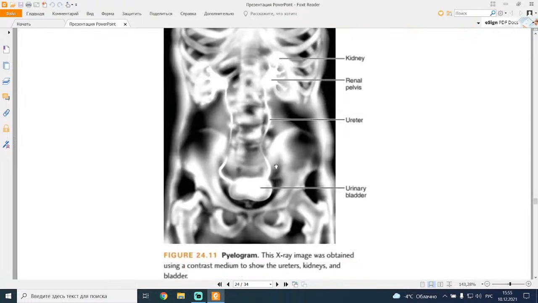Now you see a pyelogram. This X-ray image was obtained using a contrast medium to show the ureters, kidney, and bladder. This is an X-ray image.